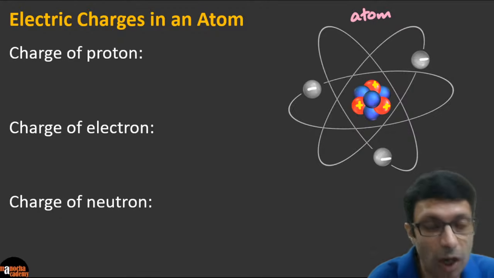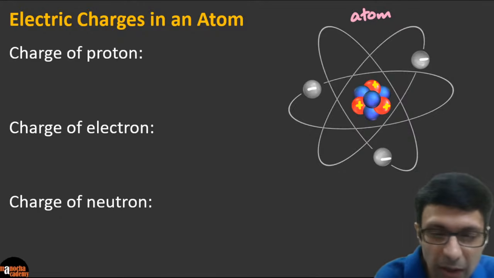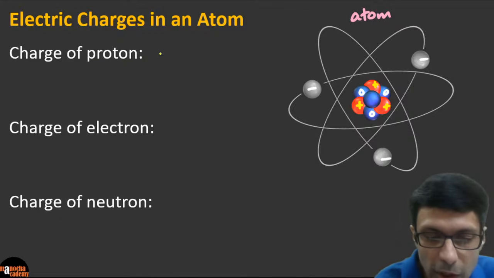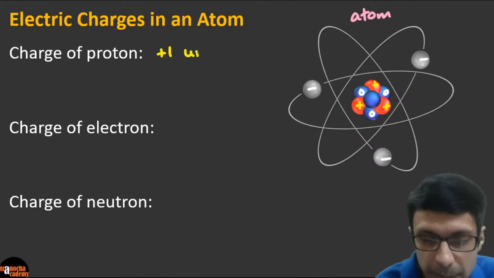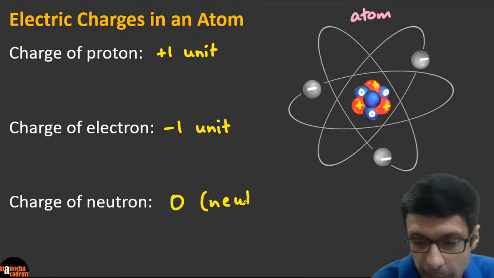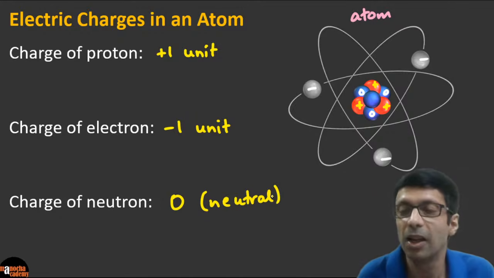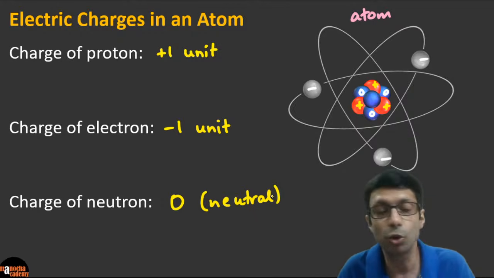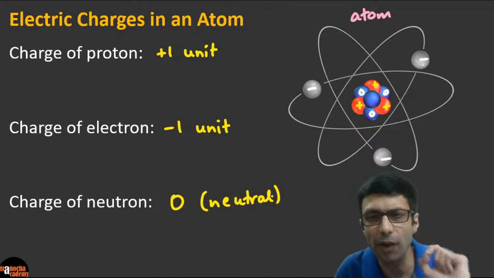And what is the charge of a neutron? Neutron has no charge, right? So roughly speaking, we can write charge of a proton is +1 unit. Charge of an electron is -1 unit, and charge of a neutron is 0. Basically, we say it's neutral. Okay, and this unit is because it's a very small amount of charge, so we just say +1 unit. But if we want to write it in SI units, it's a very tiny charge.